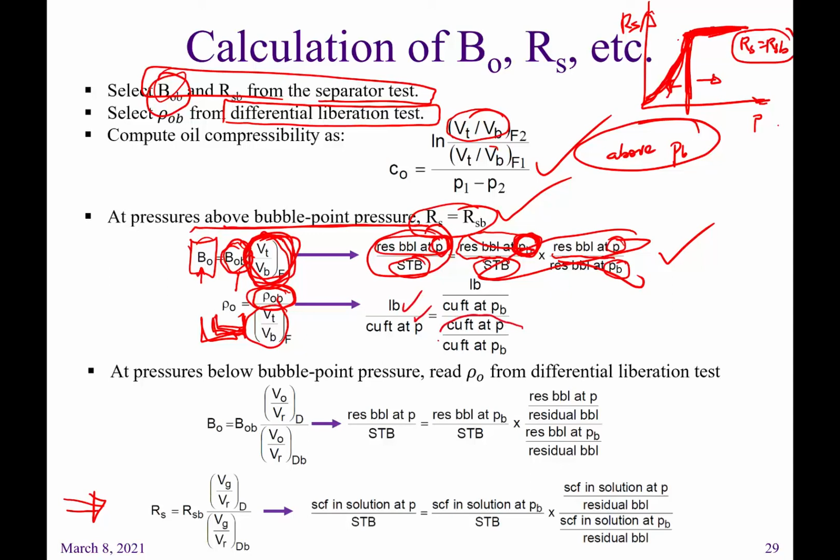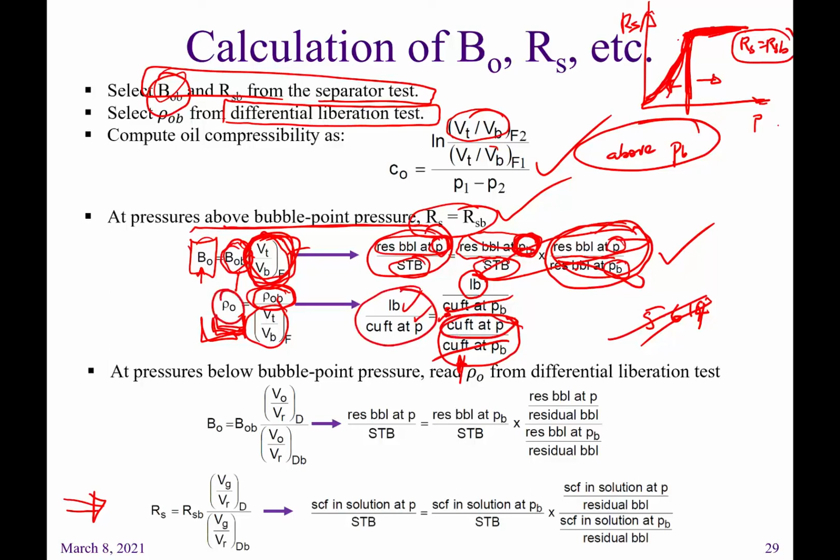Why are we using cubic feet here and reservoir barrels here for the same thing? It doesn't matter, right? It's a ratio of volumes. The conversion factor, which should be 5.6145, cancels out, right? So the same value here shows up here. We're using cubic feet, so we can cancel out cubic feet in the density. So this cancels out this, and you're left with pounds per cubic feet at reservoir pressure, which is the unit for oil density. Again, that's above bubble point pressure.